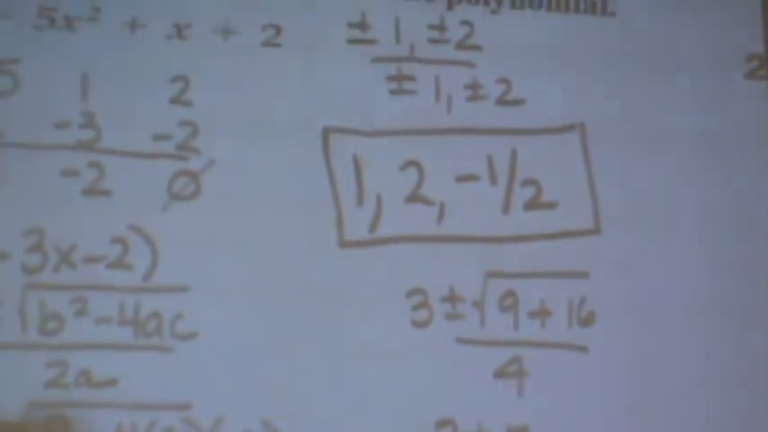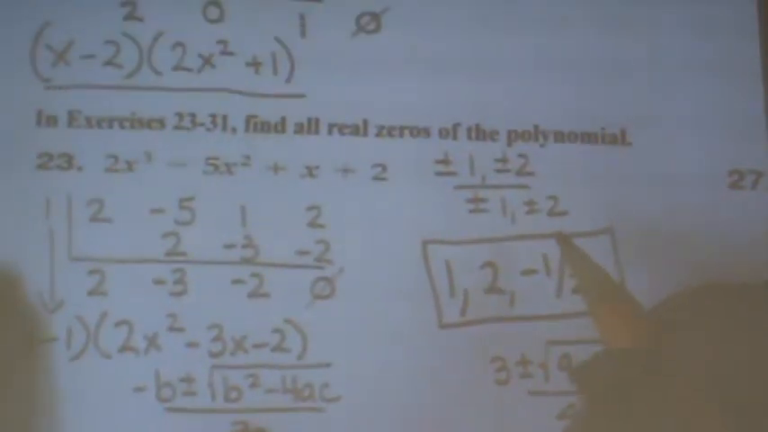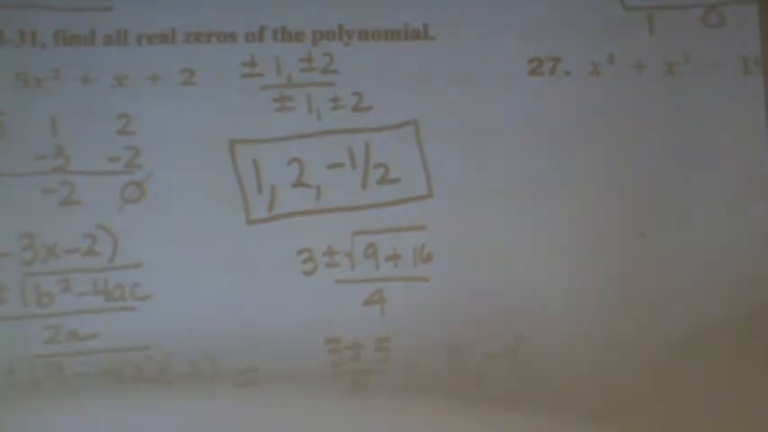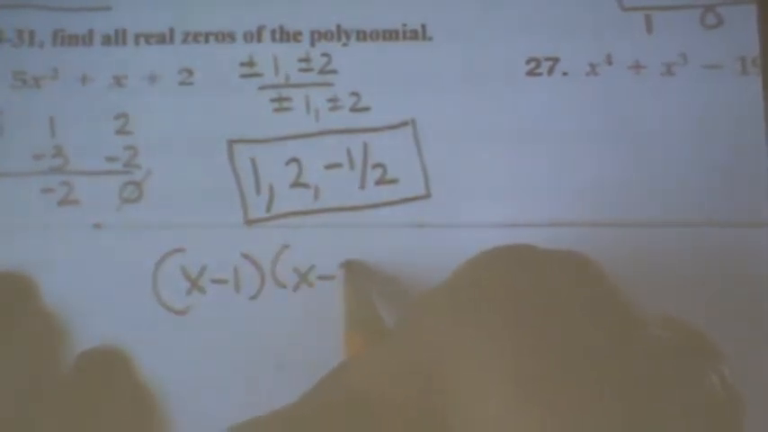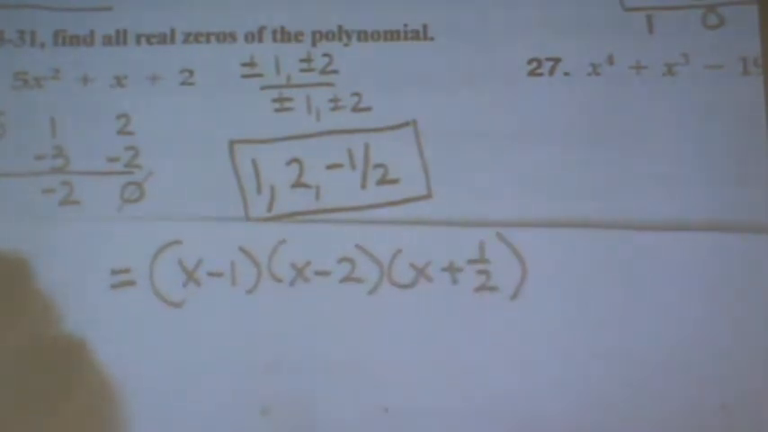So your zeros are going to be 1, 2, and -1/2. These are your zeros for this problem. Now, if you were asked to write this in factored form, these are your real, your rational zeros. To write this in factored form, I'm going to write it here to show you, it would be x minus 1 times x minus 2 times x plus 1/2. And that would be factored completely.